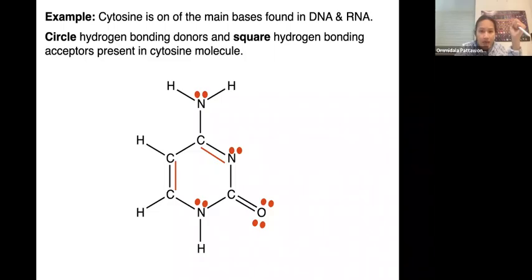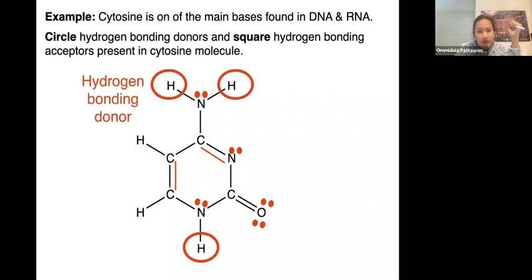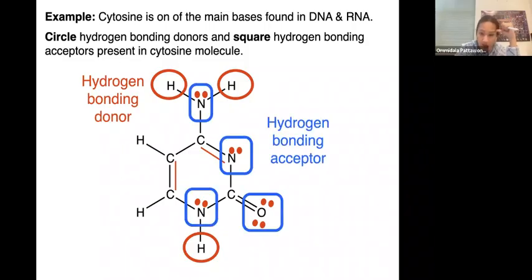All right, for the next example, I would like you to pause this video, find the hydrogen bonding donors and hydrogen bonding acceptors, and resume the video again when you finish. Let's check your work together. Hydrogen bonding donors are those hydrogens attached directly to nitrogen, oxygen, or fluorine, right? So in this case, it would be these three. And hydrogen bonding acceptors can be any of these that have lone pairs.